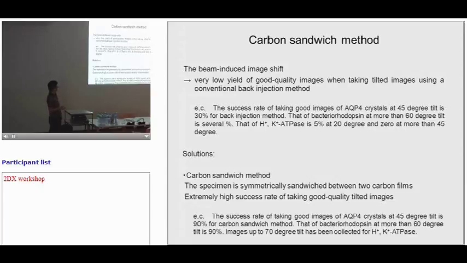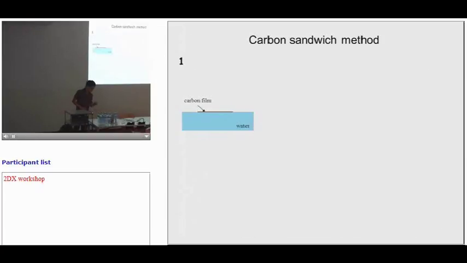The success rate for proton potassium ATPase, I haven't heard that, but at least images up to 70 degree tilt have been collected. So next, I'll show you the carbon sandwich method.